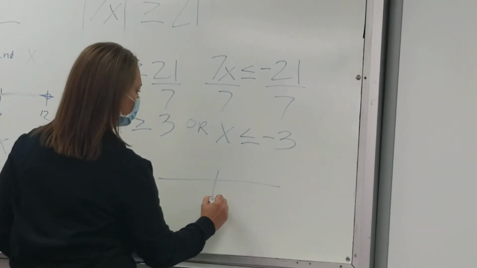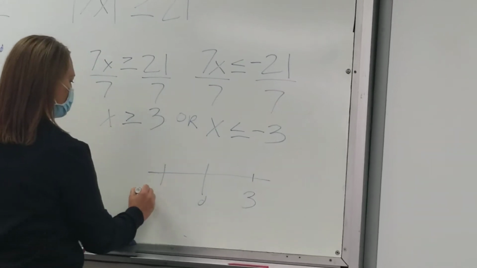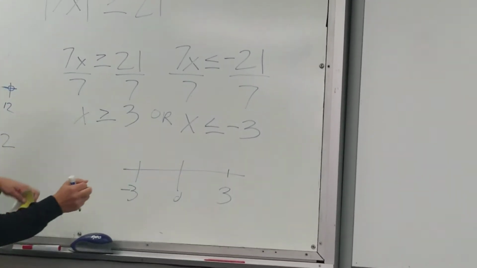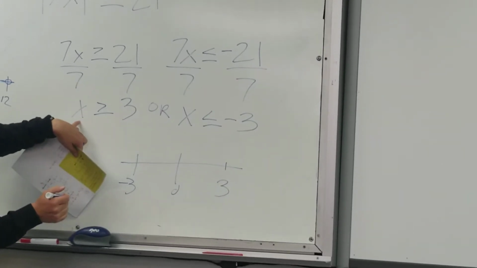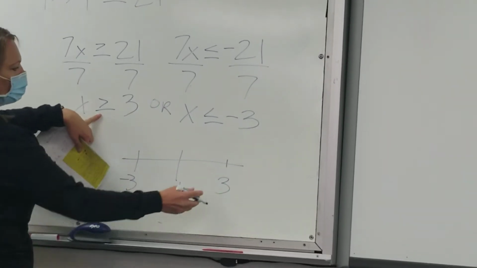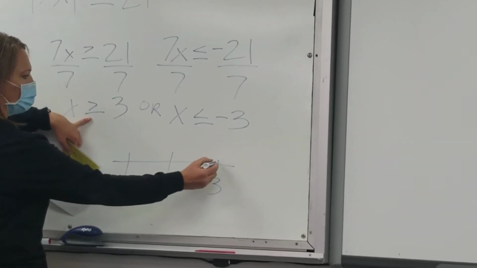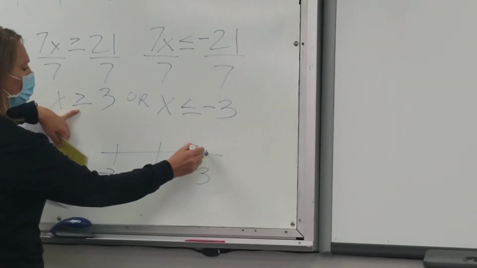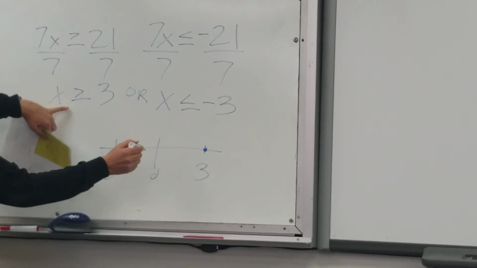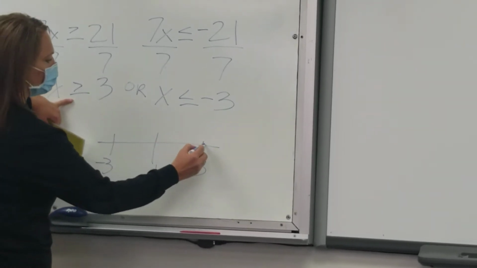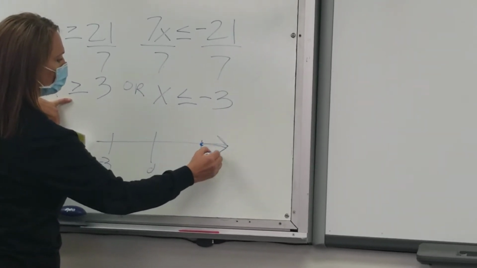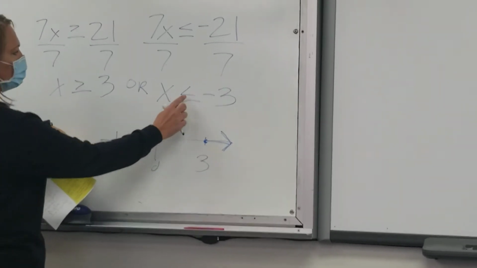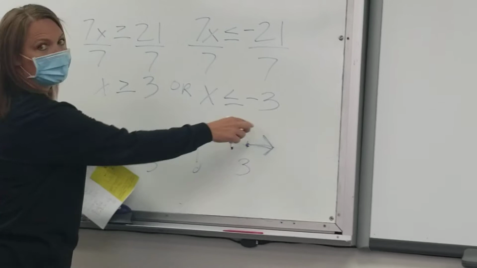So if we have 0, we have 3 over here. What do we have over here? Negative 3. Okay, so let's do this one first. x is greater than or equal to 3. What am I going to do on the 3? Fill in the circle. And which way is it going? To the right, because it's greater than or equal to 3. And on this side, x is less than or equal to negative 3.